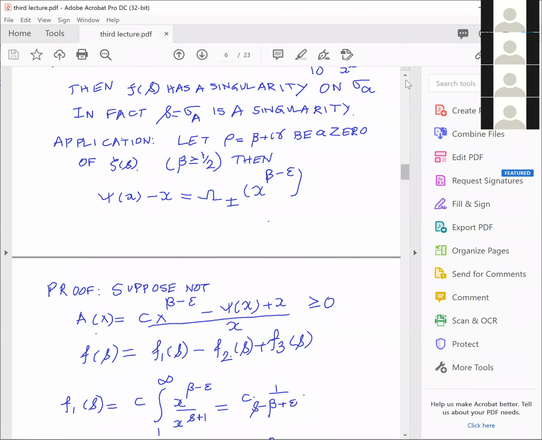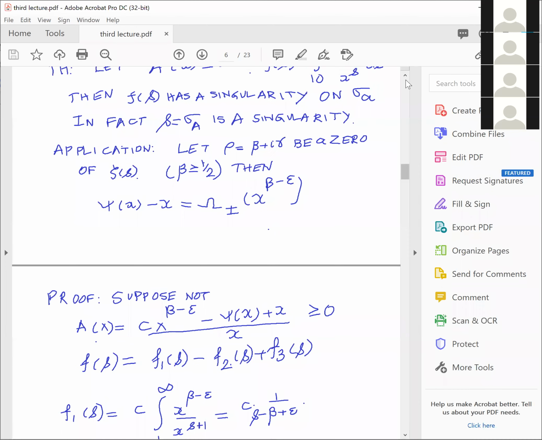Let us assume that it is not. Therefore, let us, for example, assume that psi of x minus x is always less than some constant times x to the power beta minus epsilon. And then I take my a of x to be constant times x to the power beta minus epsilon minus psi of x plus x, divided by x. Since I have assumed that psi of x minus x is always less than constant times x to the power beta minus epsilon, this a of x is non-negative. That's what I have taken, because I know that psi of x minus x is less than constant times x to the power beta minus epsilon. Therefore, this a of x is non-negative.